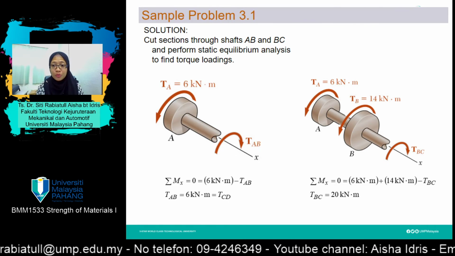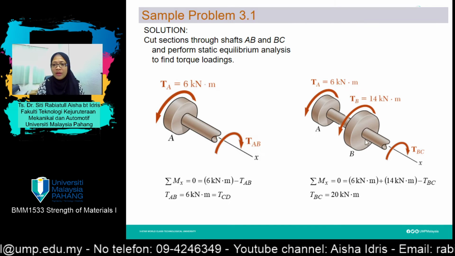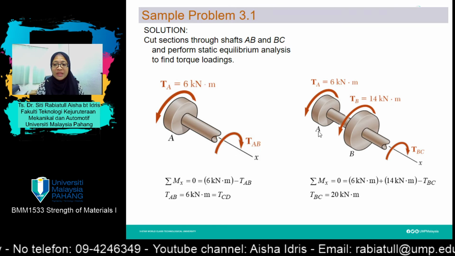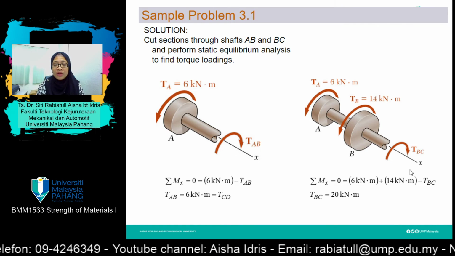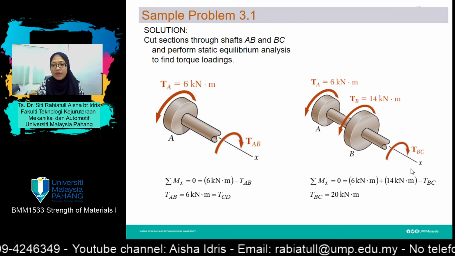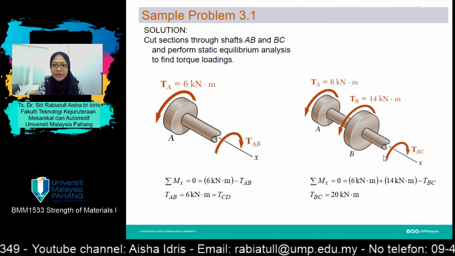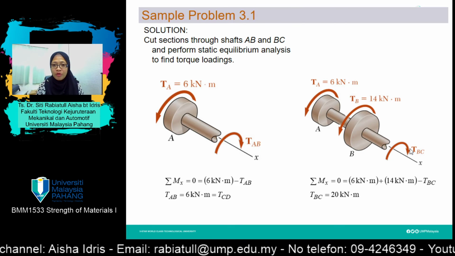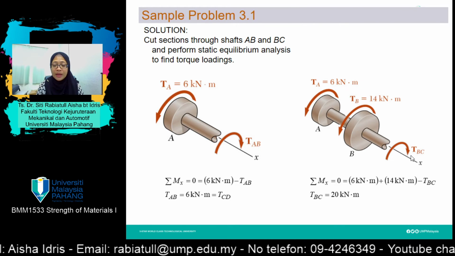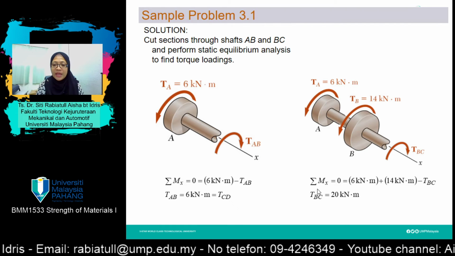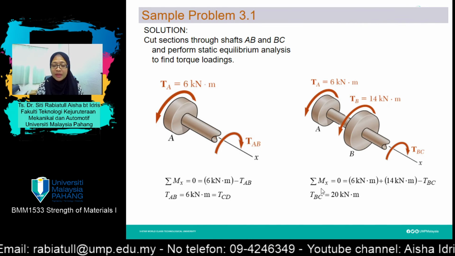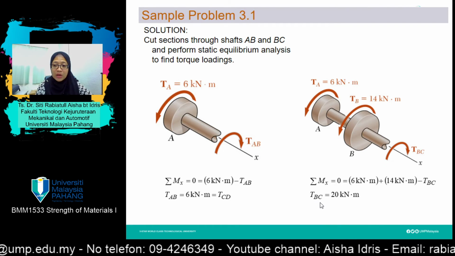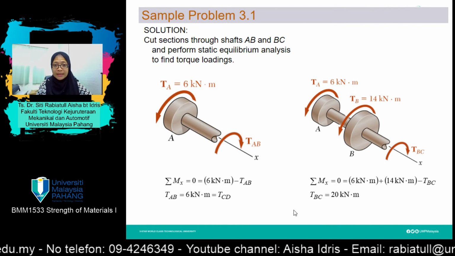Now let's move on to section BC here. Draw the whole free body diagram, starting from point A until exactly before point C. So you'll get this free body diagram. And from here, we need to find the value of reaction torque at BC. So taking moment about the axis, positive value is clockwise direction, and you'll get the value of torque BC equals 20 kilonewton meter.